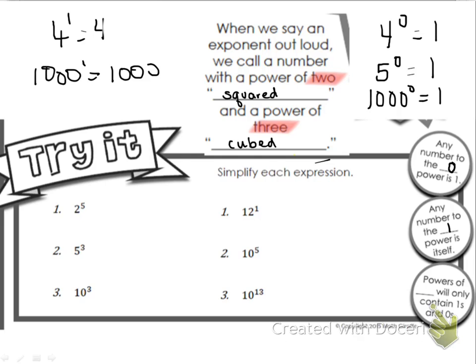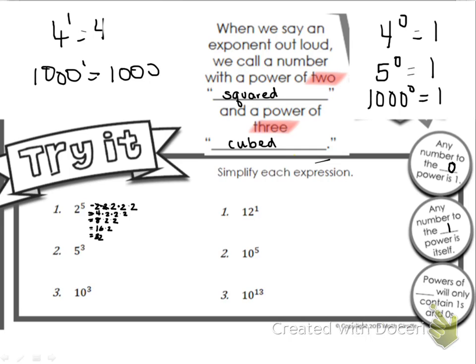Okay, let's try some examples down here. It says simplify each expression. We have 2 to the power of 5. Well, I know that means 2 times 2 times 2 times 2 times 2. So 2, 5 times: 1, 2, 3, 4, 5. Well, 2 times 2 is 4. 4 times 2 is 8. 8 times 2 is 16. And 16 times 2 will give me 32. Hopefully you were able to make that fit on your note. I'm going to squish it down so it'll fit here.